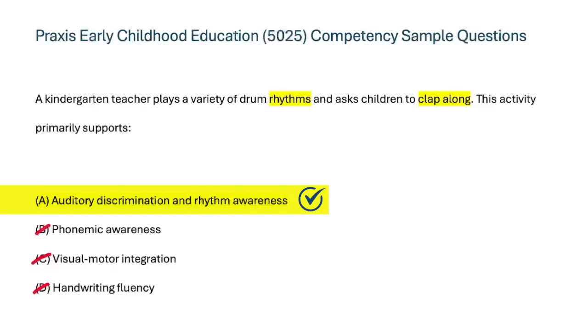The correct answer is option A, auditory discrimination and rhythm awareness. Clapping along trains children to hear, differentiate, and replicate sound patterns. This supports both rhythm and auditory discrimination. Great work reviewing these early childhood education questions for the Praxis 5025.